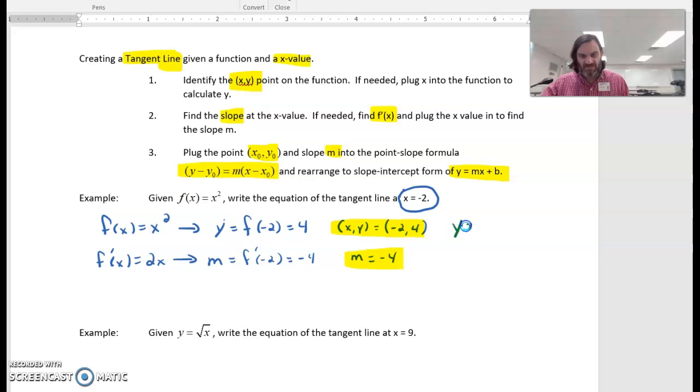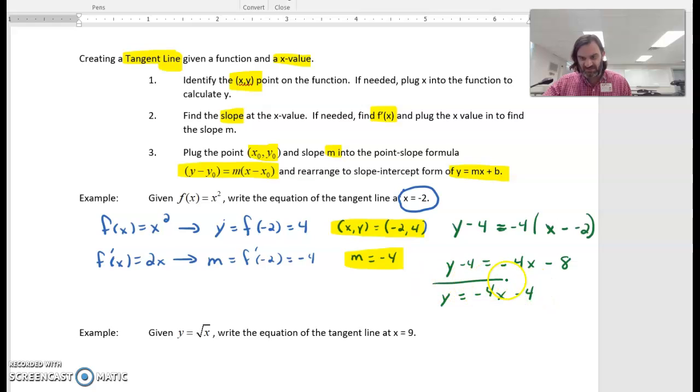Y minus y naught here will be y minus 4, equals the slope of negative 4 times x minus the x value of the coordinate, so x minus negative 2. So we'll clean this up a little bit. We'll distribute the negative 4 on the other side. We'll have y minus 4 equals negative 4x minus 8. And then if we move the 4 from the left side over, we'll have y equals negative 4x minus 4. That's going to be our tangent line.